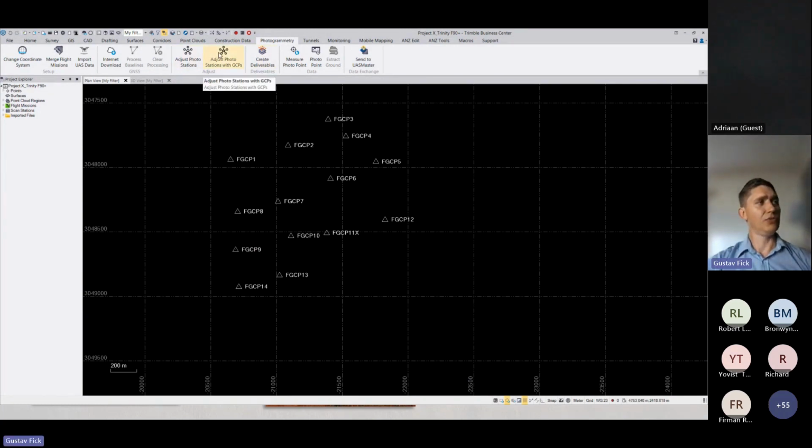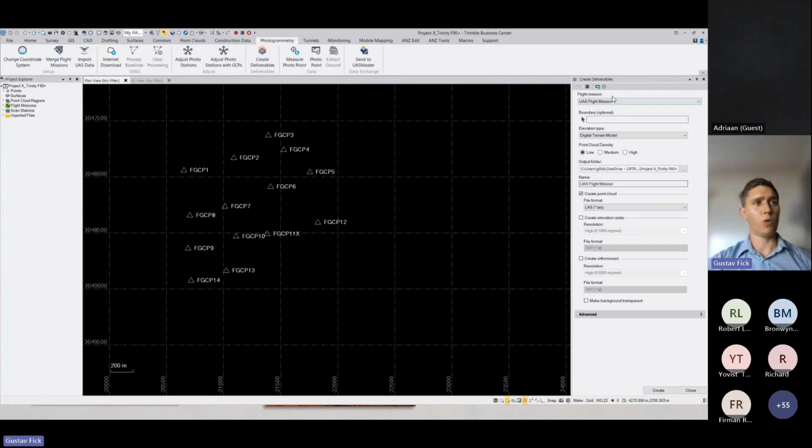Okay. After you've done that, you move over to creating your deliverables, and I'm just going to quickly show you this part. Once again, you select your flight mission and you select either your digital terrain model or your digital surface model. For the sake of saving time, you can select just the digital terrain model if you're only interested in the ground points. You select that there, and then you determine the density that you want: low, medium, or high.